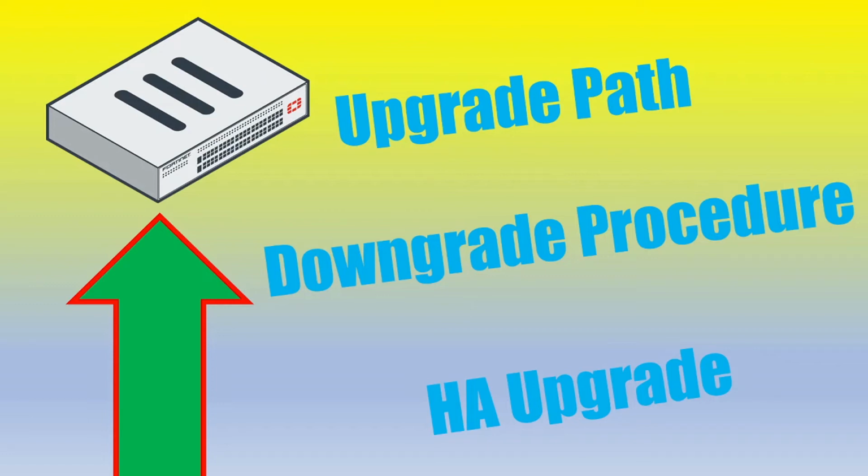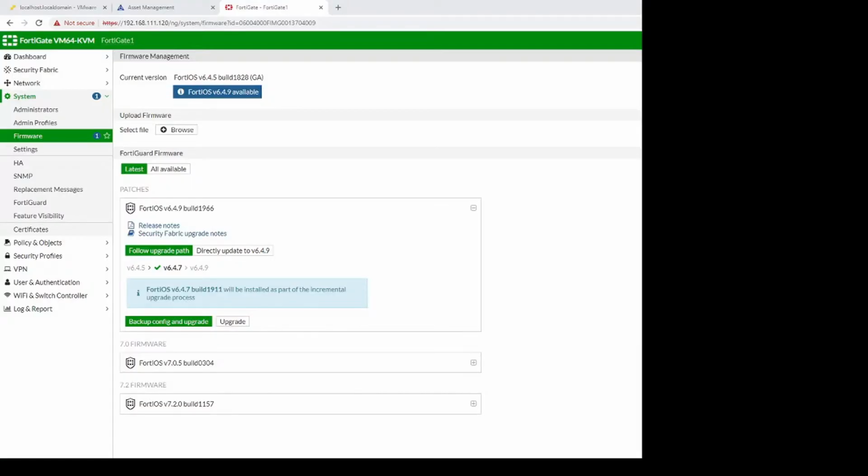In this video, we will go over the upgrade procedure to upgrade a FortiGate firewall, to downgrade a FortiGate firewall, and considerations for HA upgrades. Okay, starting with a FortiGate upgrade. Let's say that we have a FortiGate KVM VM.